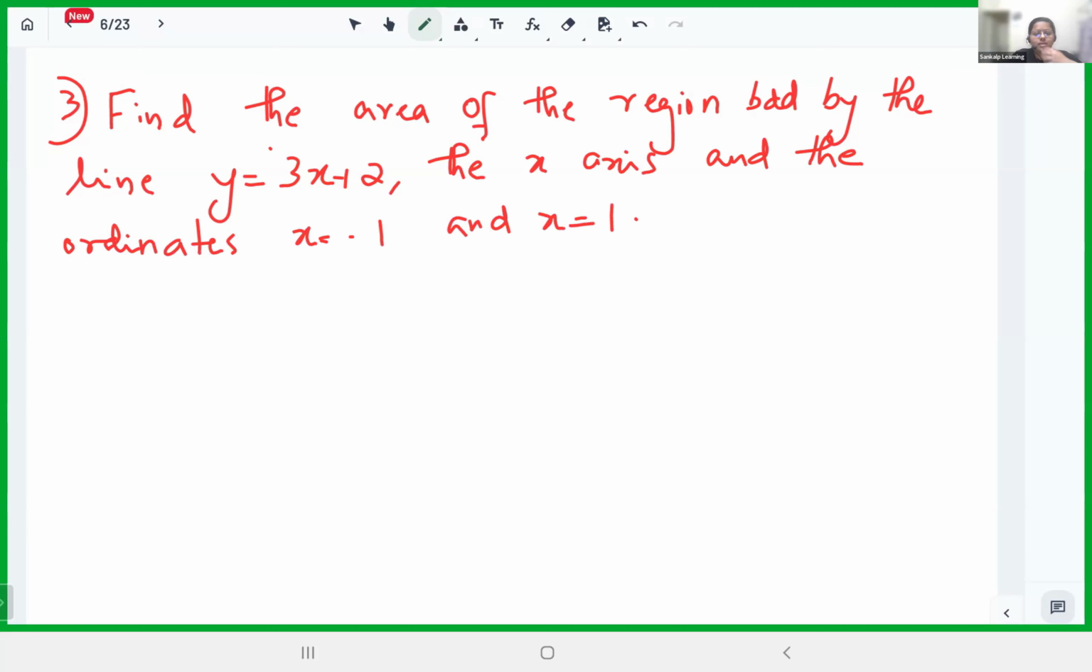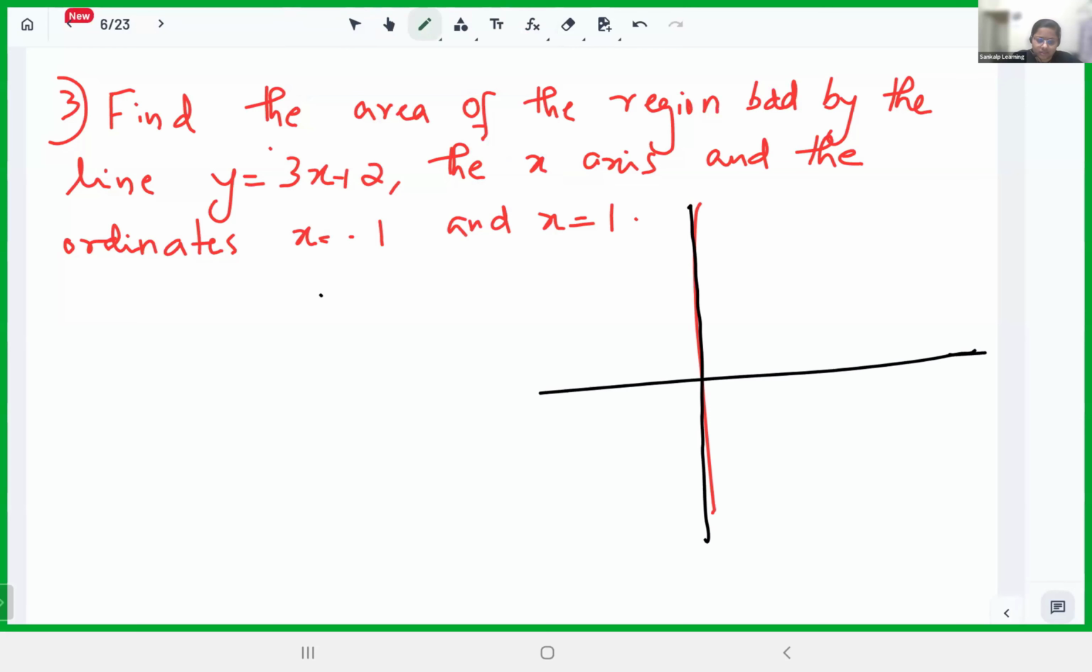Find the area of the region bounded by the line y equal to 3x plus 2, the x-axis, and the ordinates x equal to minus 1 and x equal to 1. First of all, we need the figure, isn't it? Then only we get to know which is the portion we need to find the area of. So first we have to construct the graph.